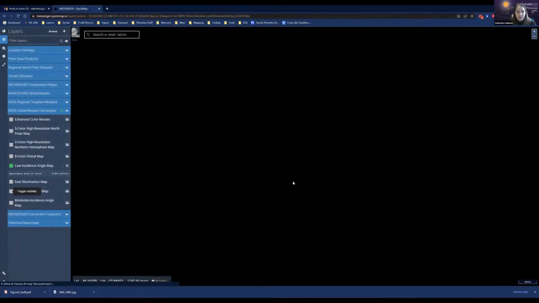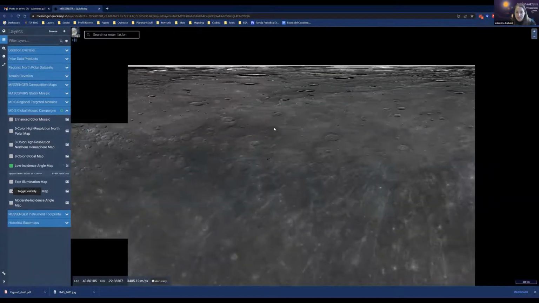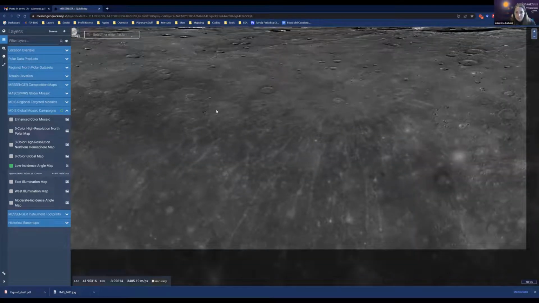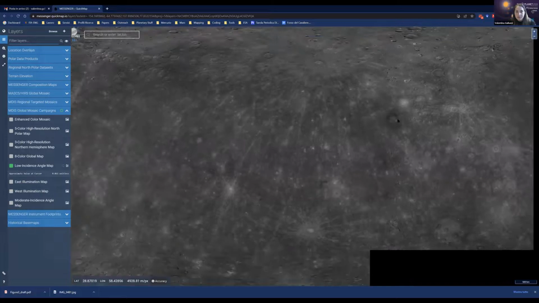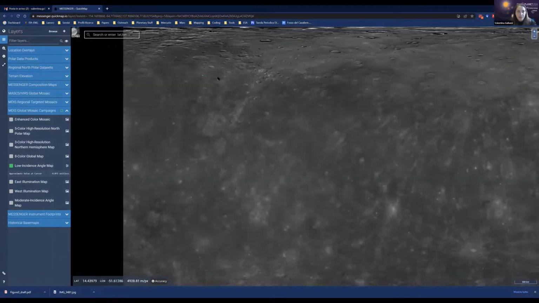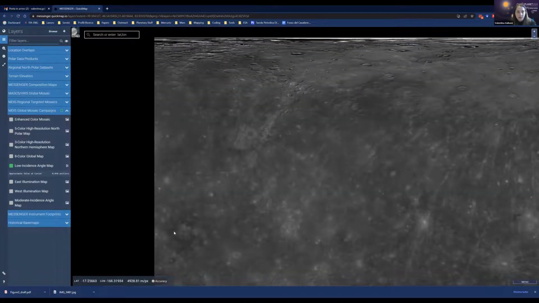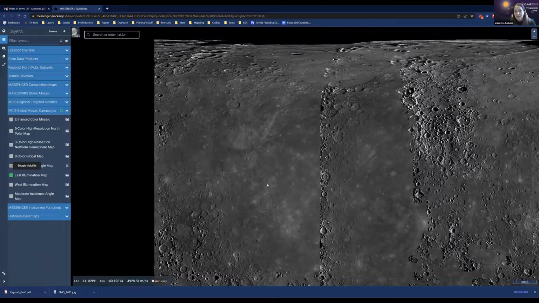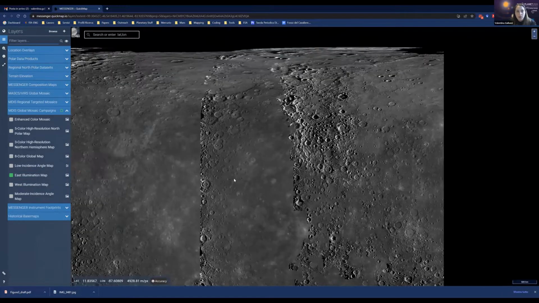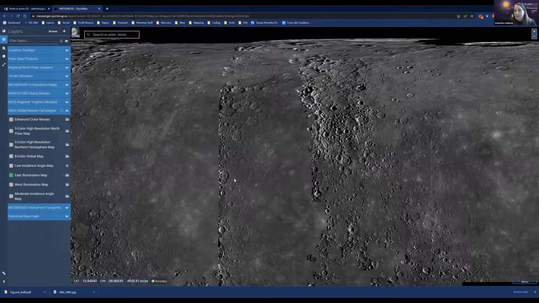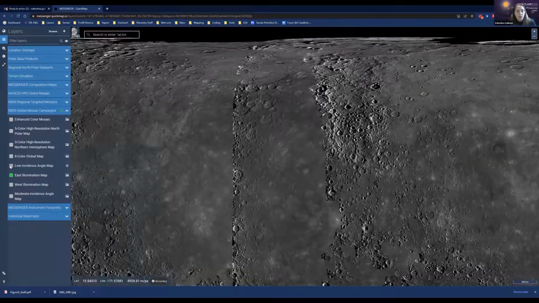And the low incidence angle base maps also enhance albedo regions. So for example, in here we can see there are some dark terrains. Here are other dark terrains, light terrains, which are not visible with the moderate incidence angle base maps. So when mapping Mercury, it is very important that we use all these base maps.